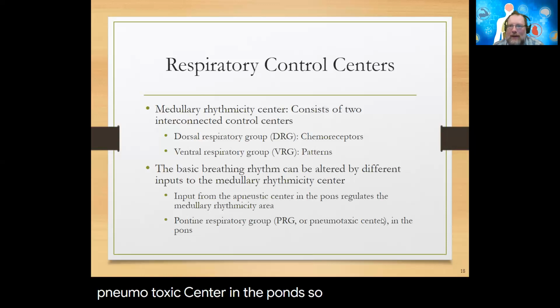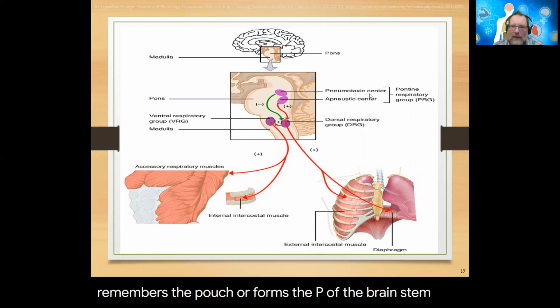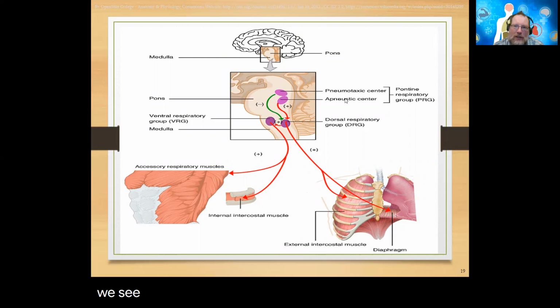So every boss has a boss, right? So the medulla's boss for breathing is going to be the pons. The pons' boss goes up even a little bit further, certainly into the diencephalon. But this little illustration shows where we have the pons. You can notice the pons, remember, forms the P of the brainstem. Okay, when we see that PRG, pneumotaxic and apneustic centers.